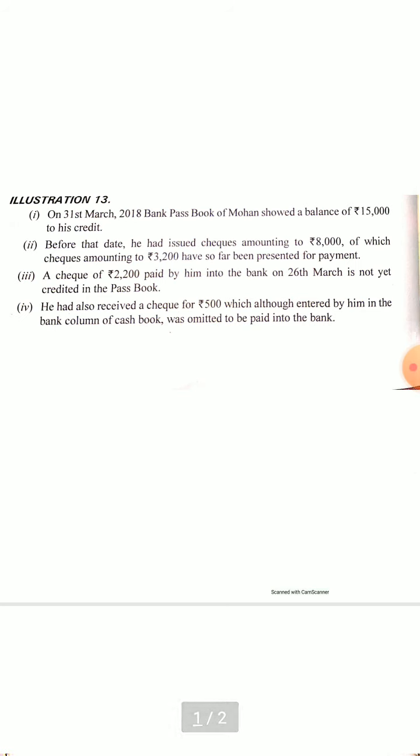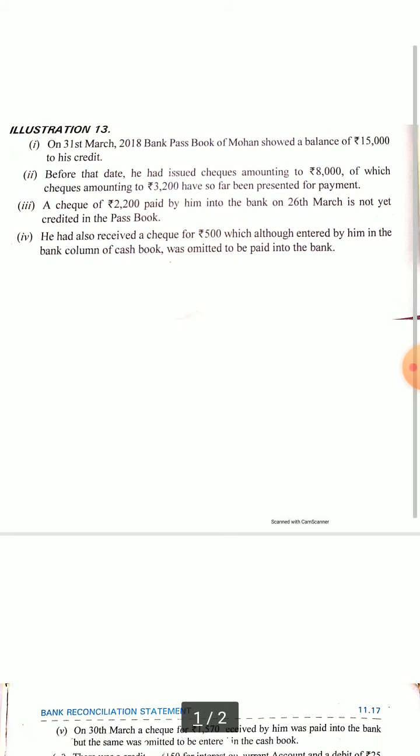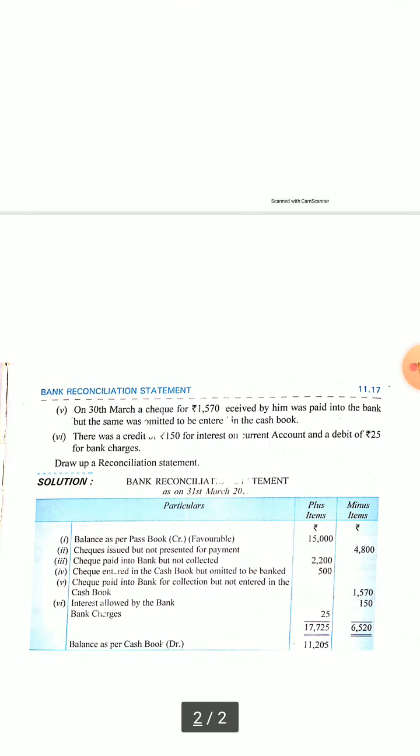Again, a check of rupees 2200 paid by him into the bank on 26 March is not yet credited in the passbook. So a check of this amount was paid into bank but bank has not credited it. That means bank's balance is less and cash book balance is more. So we have to add this item to equate it to cash book, so it is in the plus column.